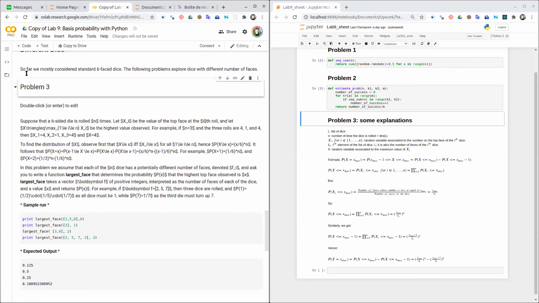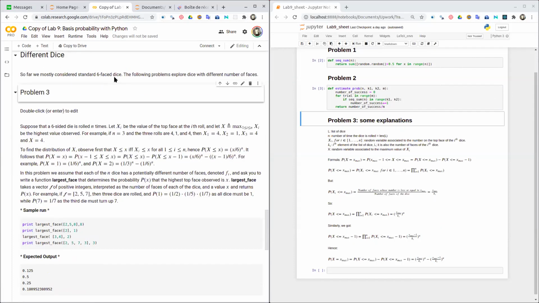Okay. So far, we mostly considered standard six-face dice. The following problems explore dice with different numbers of faces. But in the example, they give the explanation with 6 faces. Right.